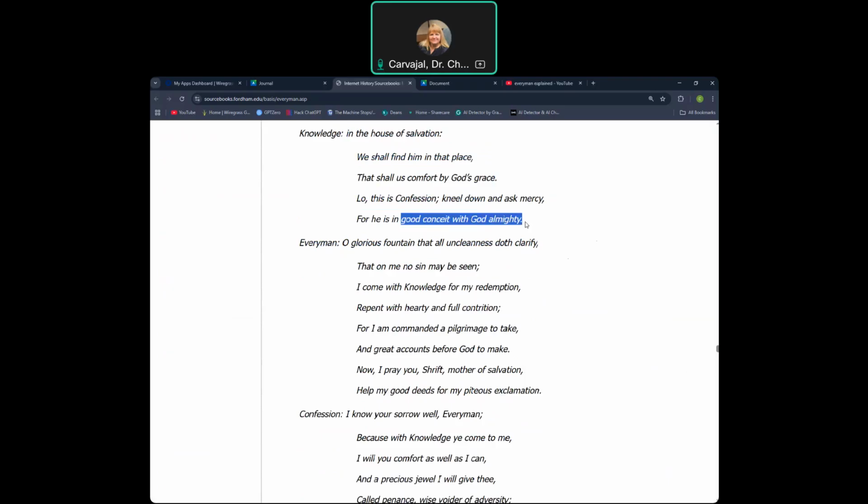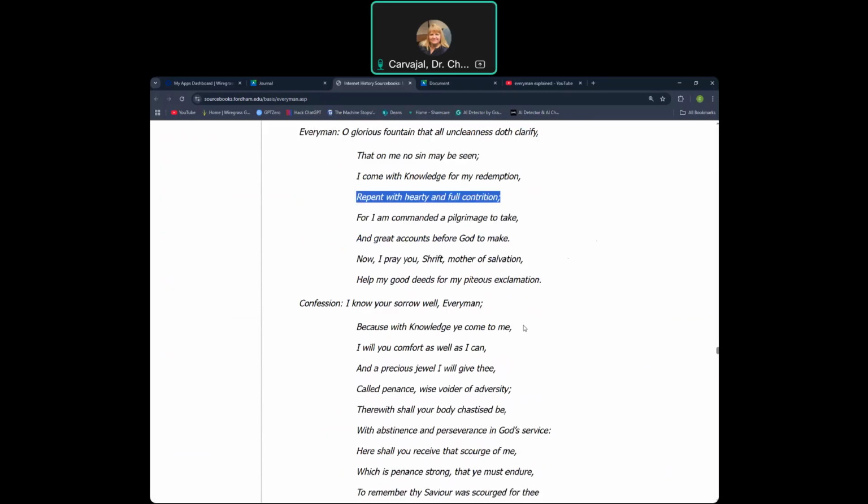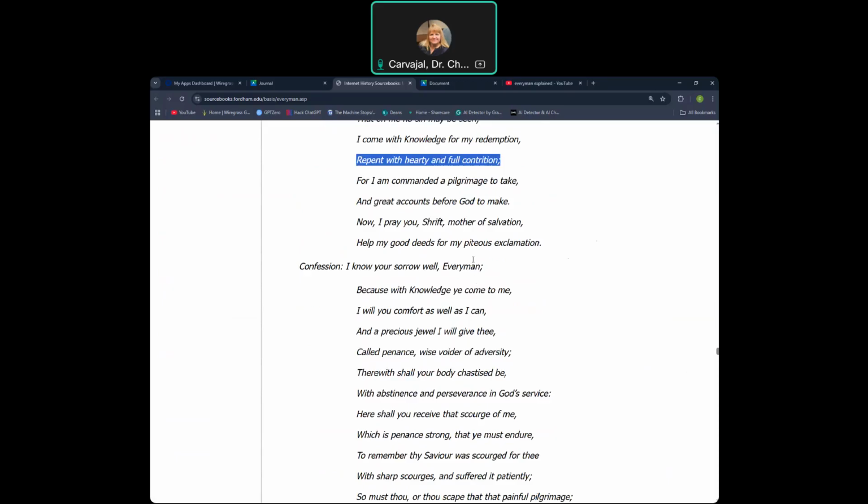And he says, I come with knowledge for my redemption. Repent with hearty and full contrition. So part of it is you confess what you've done. And the other thing is that you do an act of contrition. Sometimes it could be just repeating verses, or, like, Our Father who art in heaven, the prayer so many times. It may be that they have to do acts of atonement, but it depends on what their sins happen to be.